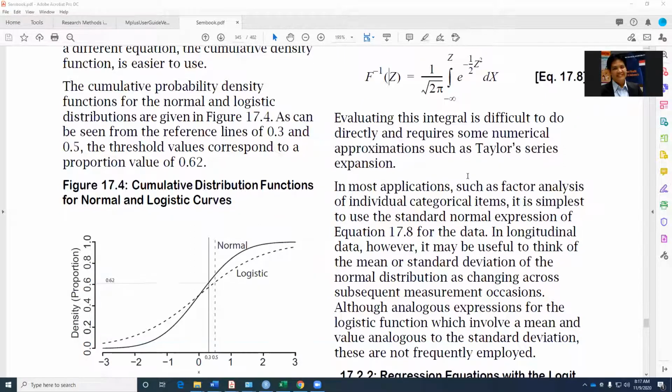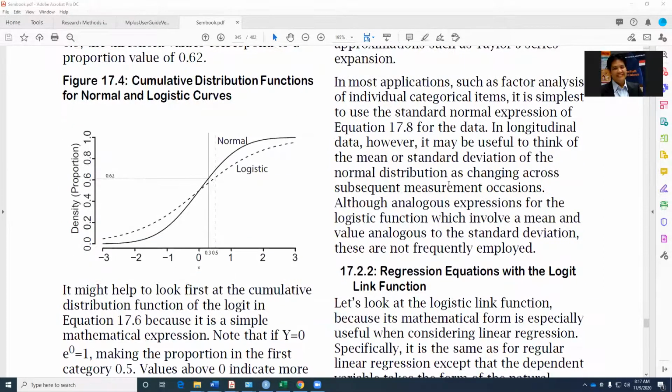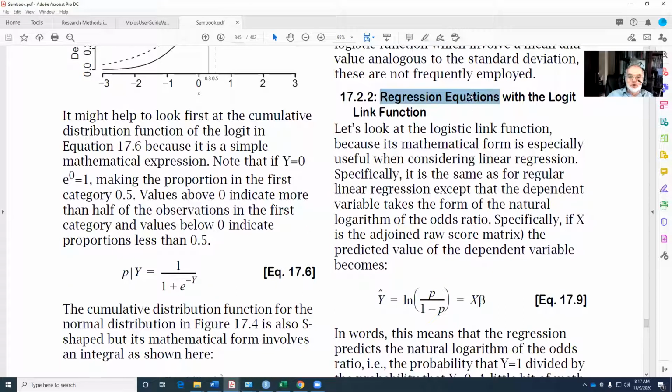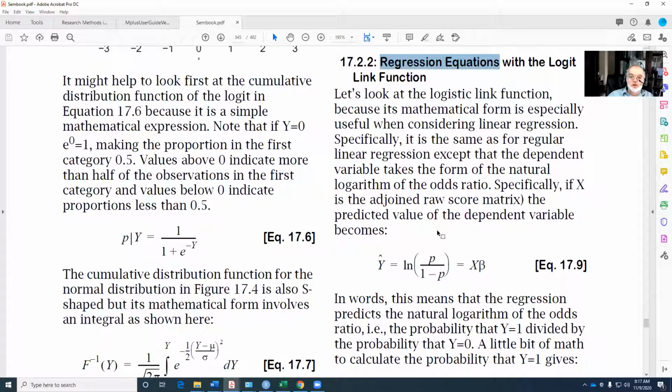All right, let's now take a look at what a regression looks like with this link function. Here's where the logit comes into play. I'm going to say that my predicted y-score is going to be the natural logarithm of some proportion divided by 1 minus that proportion. And that's the thing that I'm going to predict.